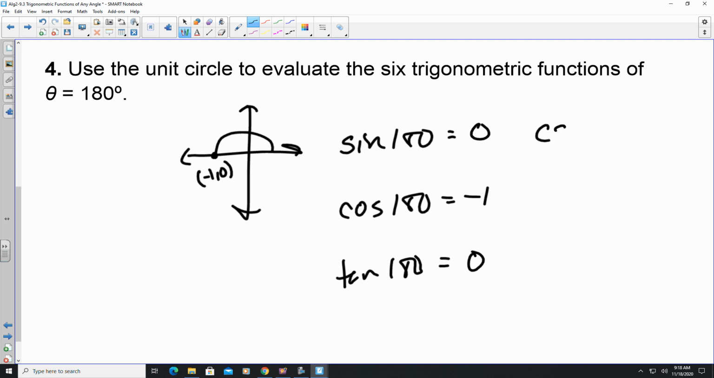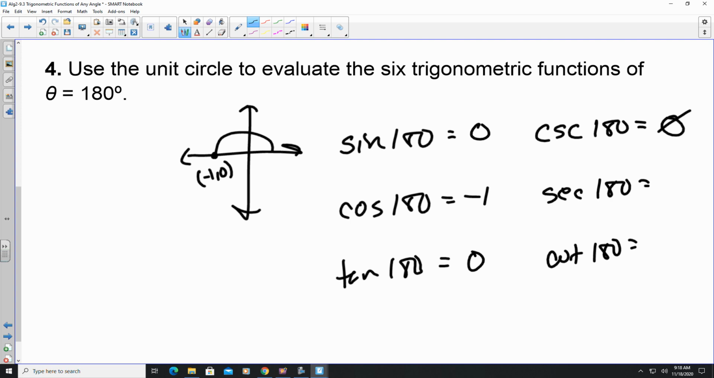So cosecant of 180, secant of 180, and then cotangent of 180. If I were to put this on a reciprocal, this would be undefined. If I flip this, this would still be -1. And if I flip that, that'd make it 0 on the bottom, so this would also be undefined.